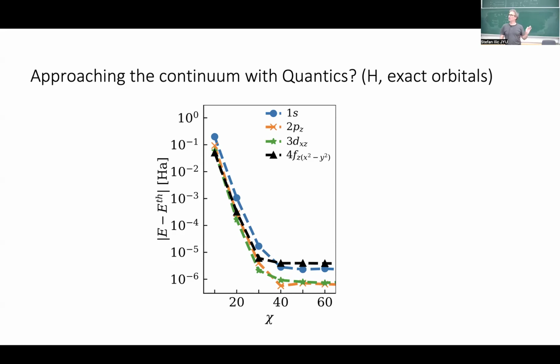So you can control this accuracy. What you want is something better than 10 to the minus 3. Why 10 to the minus 3? Because this is in Rydbergs, and 1 Rydberg is 27 electron volts. 1 electron volt is 10,000 Kelvin. And so 10 to the minus 3 corresponds to room temperature, essentially.